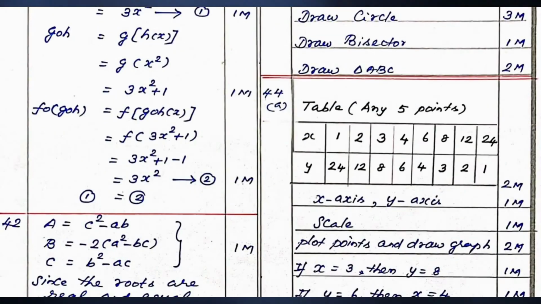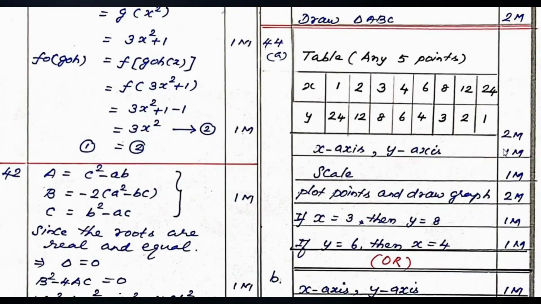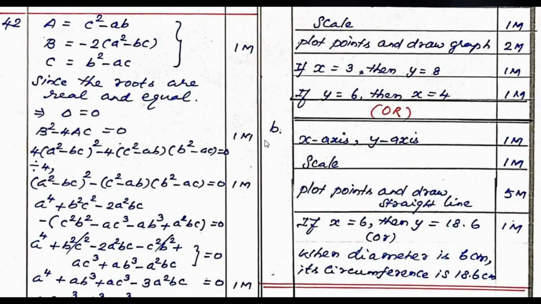Graph. Okay, this is inverse variation. X equal 24. You construct this table and write any 5 points for this stage 2 marks, and x axis and y axis 1 mark, scale 1 mark, plot points and draw graph 2 marks. From the graph we get the result. If x equal to 3, then y is equal to 8, for this stage 1 mark. When y is equal to 6, x equal to 4, for this stage 1 mark.